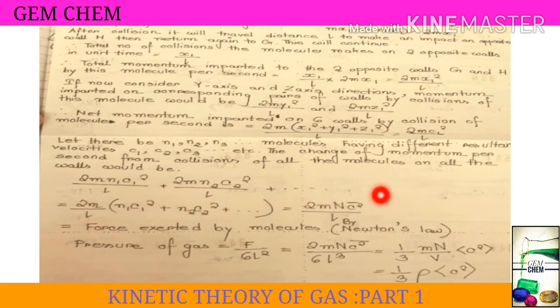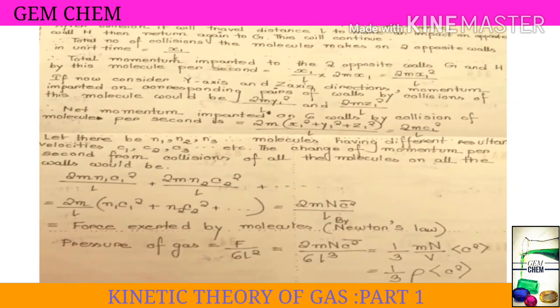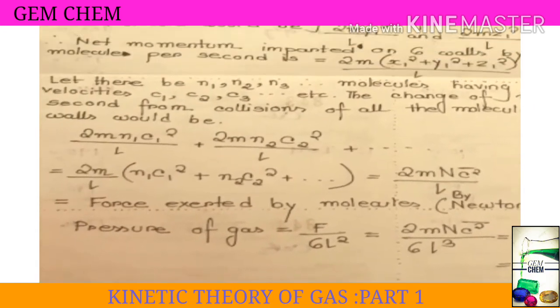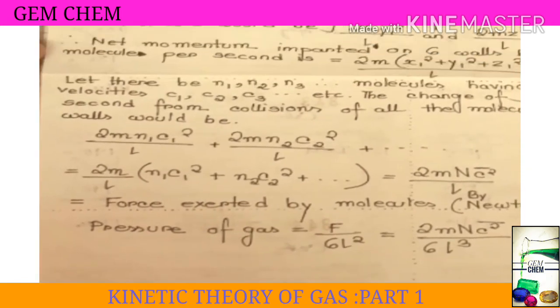So what we get is the momentum on each wall, which can be written as the force exerted by molecules. This is Newton's law, because momentum divided by time gives us the force. Now pressure of gas can be written as force by area. So we have written the force by area.